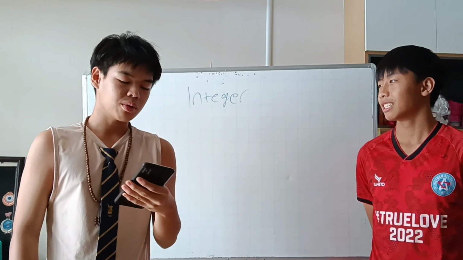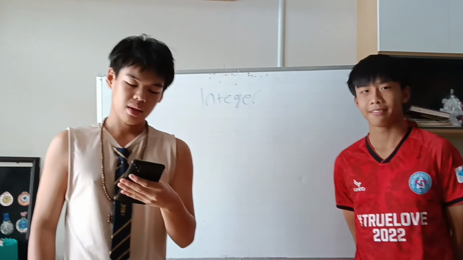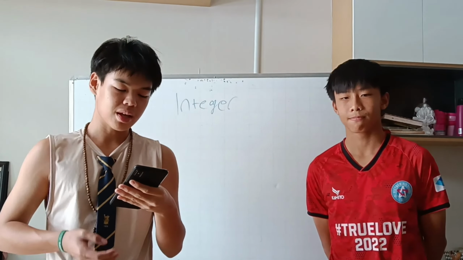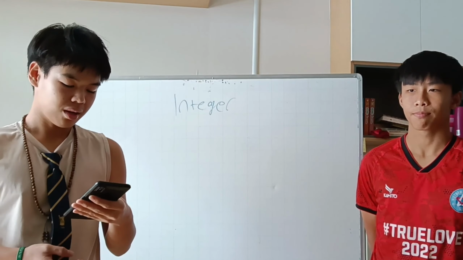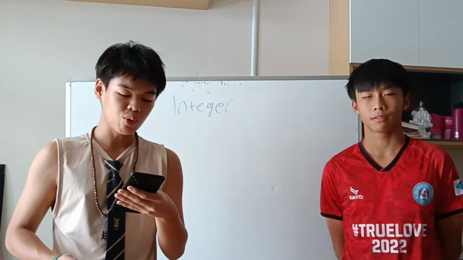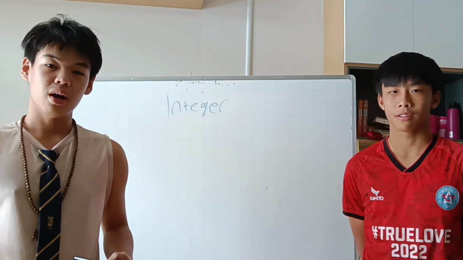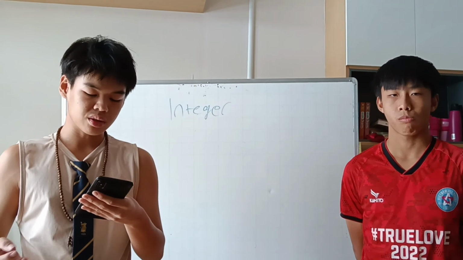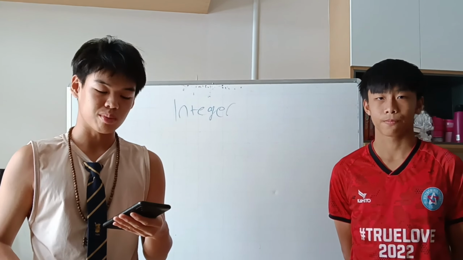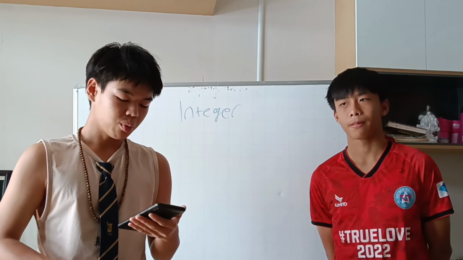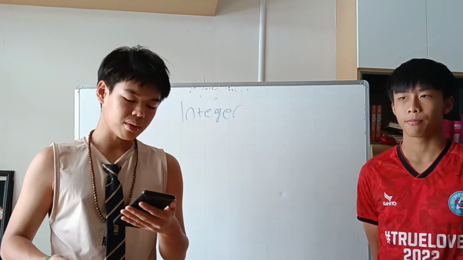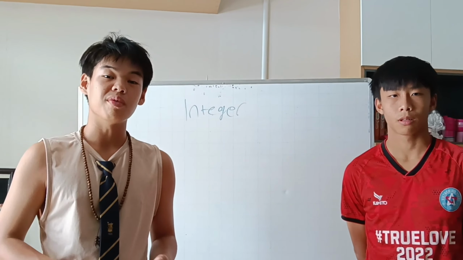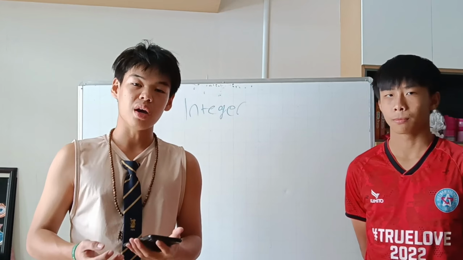Have you ever wondered what integers are? Integers are numbers including positive numbers, negative numbers, and zero. The word integers is a Latin word which means whole numbers in English. This means integers do not include fractions or decimals. In this video, we will learn more about the meaning of integers, the history of integers, and some examples of integers. So, what are integers?